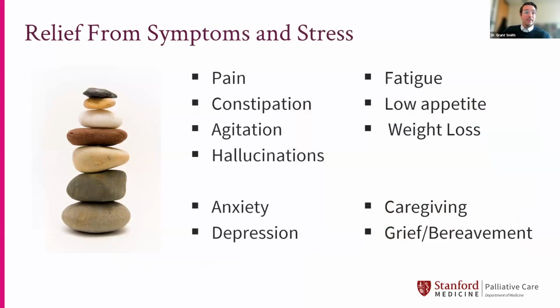We talked about relieving symptoms and the stress. And again, we mentioned some of these, but some of the common symptoms that can come up in dementia can be pain, constipation, behavioral agitation changes, hallucinations, depression, anxiety, fatigue, low appetite, weight loss. And then definitely for the caregivers too, the stress that comes with that, the grief, the bereavement, even what we sometimes call anticipatory grief, the grief over the loss of what could have been, or what we had hoped would have been for the later years of someone's life.